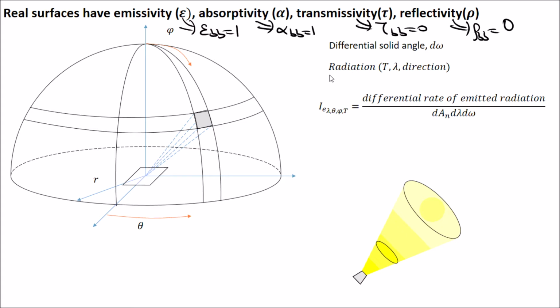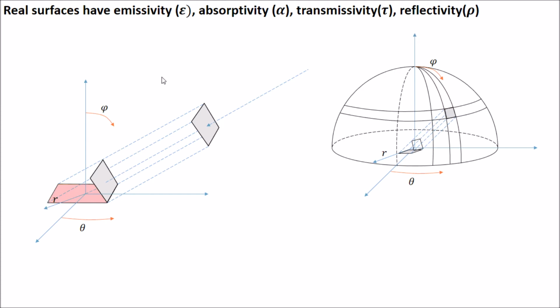Another thing about the real surfaces is that the radiation here is not a function of temperature and lambda only, but it's also a function of the direction. It depends on which direction you are taking the radiation. This is the second thing about the radiation. Now we'll talk about the intensity in real surfaces, which is very important.